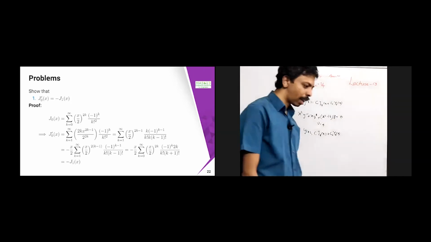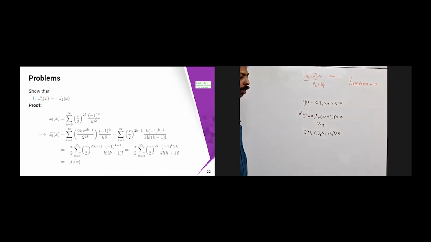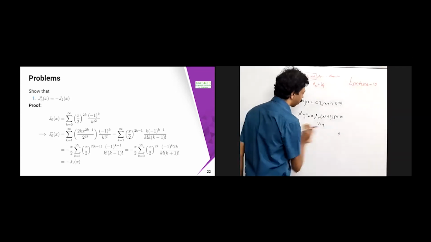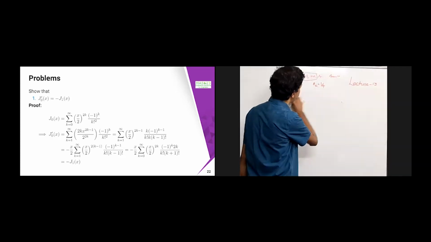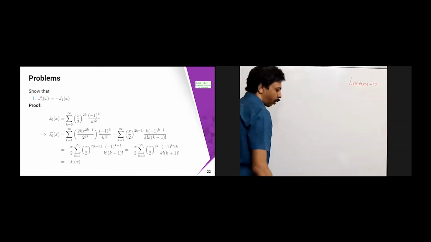Now J0 dash of x, we have used this property to prove that J0 dash of x equals minus J1 of x. Let us prove this property. So what is J0 dash of x? Let's start. Prove that J0 dash of x equals minus J1 of x. So what is J0 dash? Let us prove that.